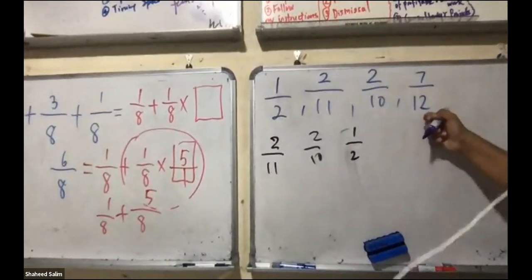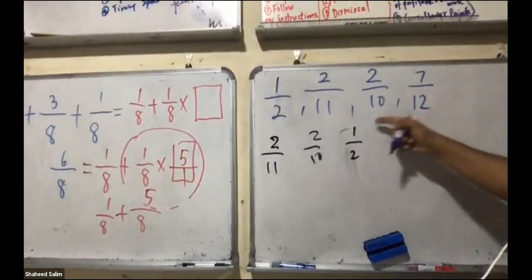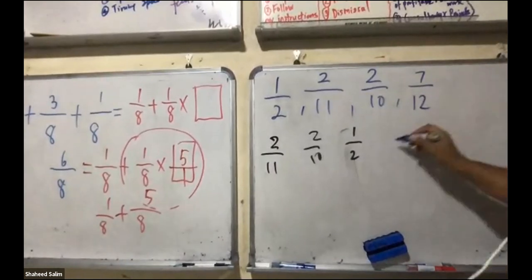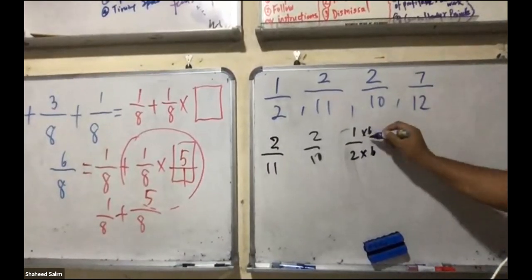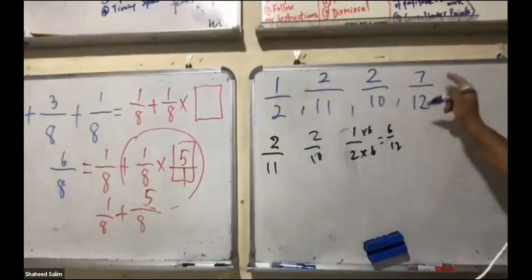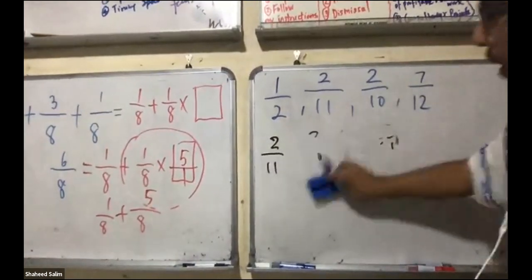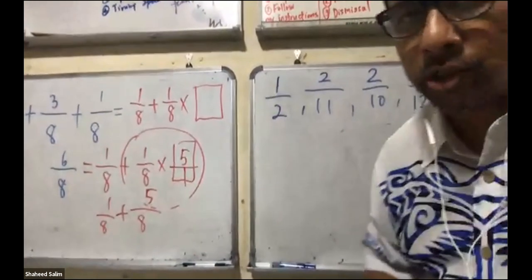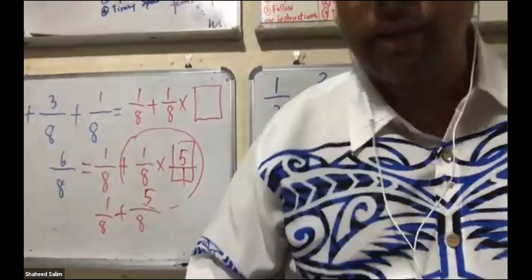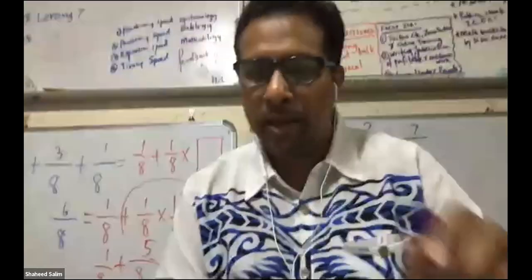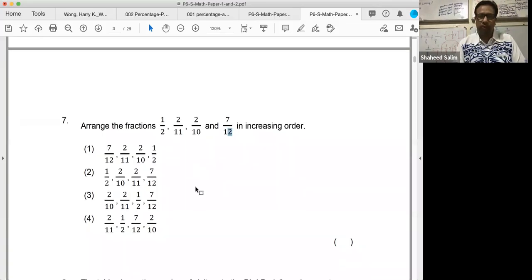And this is more than half. When I compare this to half, I can change this to 6 over 12. So it's bigger than half. But anyway, my apologies. I should have checked. A lot of questions sometimes have mistakes. It gets frustrating.